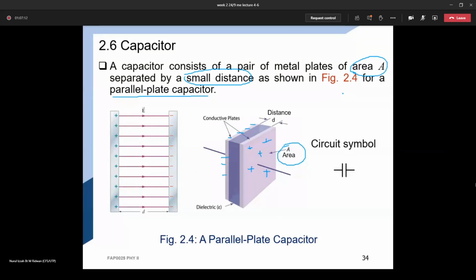Okay, and then for the circuit symbol, the capacitor has two straight lines, and they should be equal in height. Don't make one short and one long, because one short, one long will show you a battery. So the circuit symbol here will show you this is a capacitor. So this is the symbol.